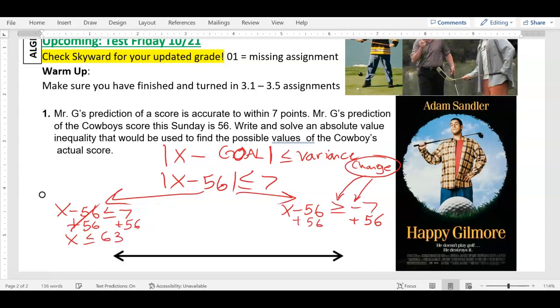63. All right. But on the other side, what's -7 plus 56? Okay, so x greater than or equal to, because it flipped, 49.